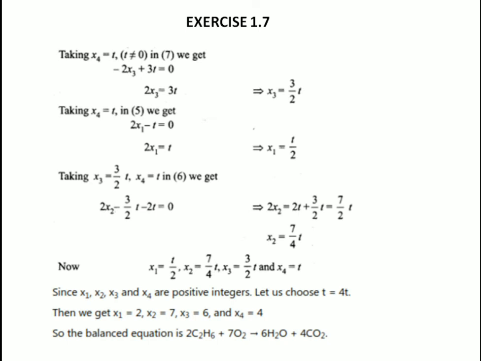Since x1, x2, x3 and x4 are positive integers, let us choose t equal to 4. Then we get x1 equal to 2, x2 equal to 7, x3 equal to 6 and x4 equal to 4. So the balanced equation is 2C2H6 plus 7O2 gives 6H2O plus 4CO2.